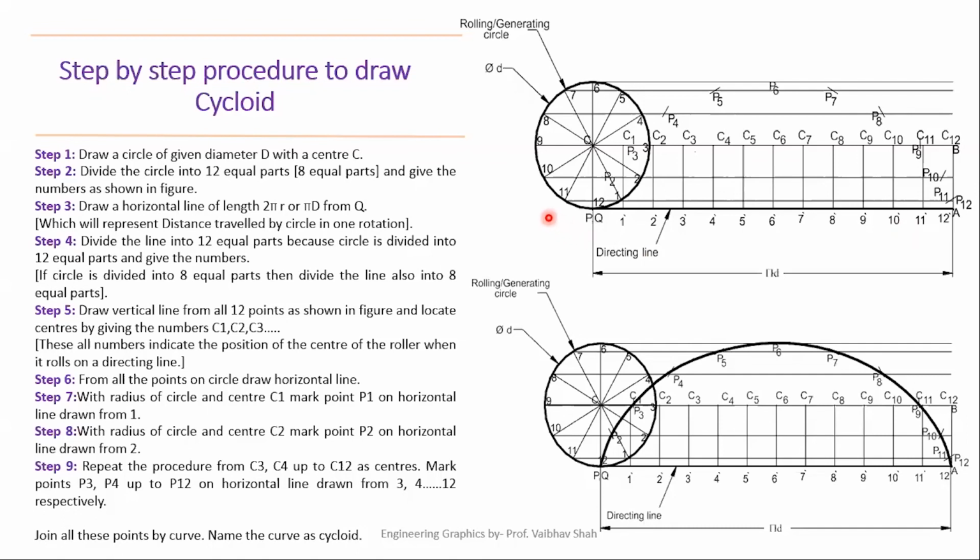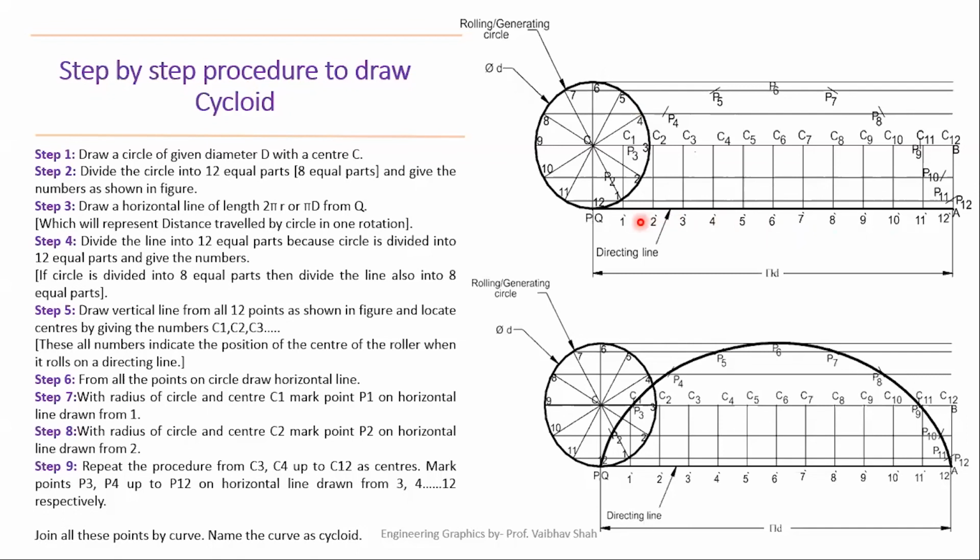So let us suppose we are tracing the path of this cycloid for one complete rotation or revolution of your circle. So if your circle rotates for one complete rotation, then we can say that it has traveled the distance of its circumference. So here the circle is of diameter d. So we can say that the circumference of this circle would be pi d. So we can draw the horizontal length of this line exactly equal to the circumference of the circle.